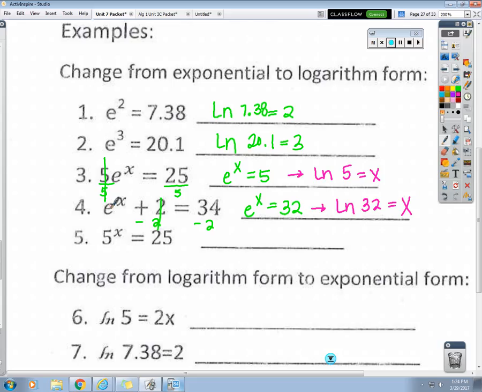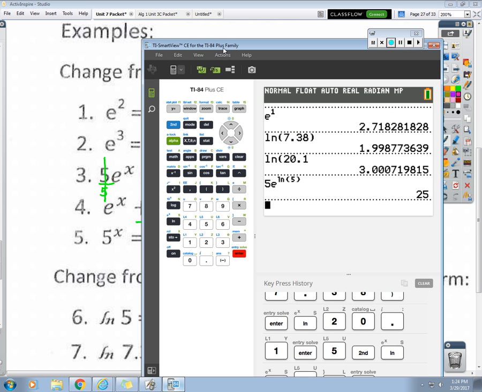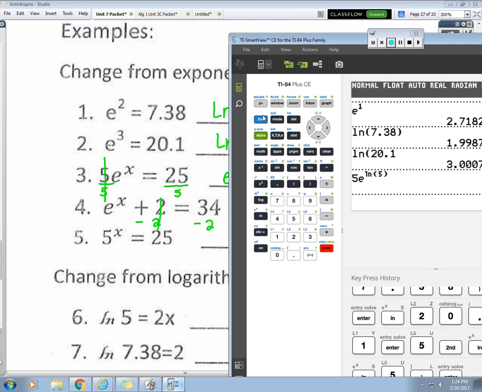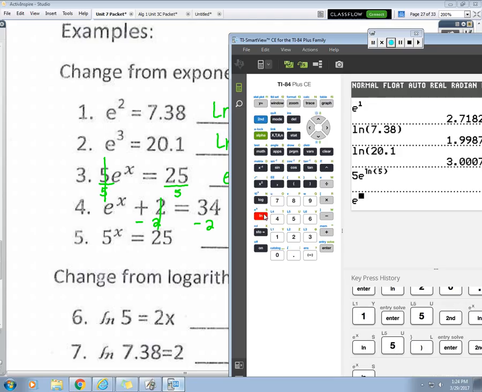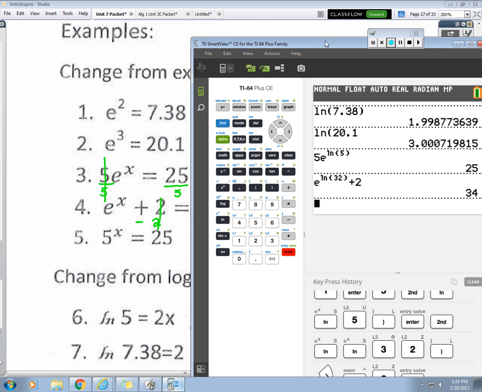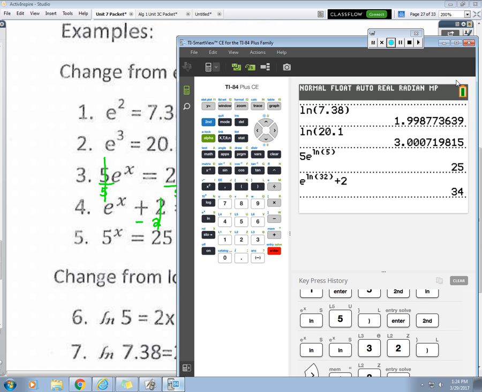Correct. Just type in the original problem, put in the x place, put ln 32. Okay, so e raised to the x, which we're saying is ln of 32, and then plus 2 equals 34. So that means we did it right.